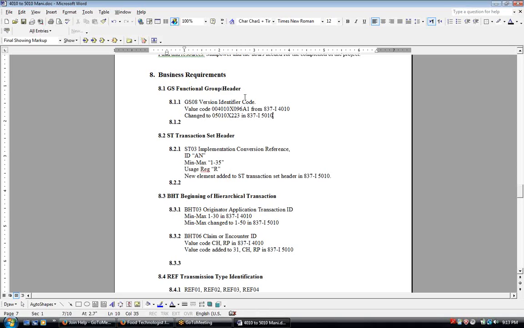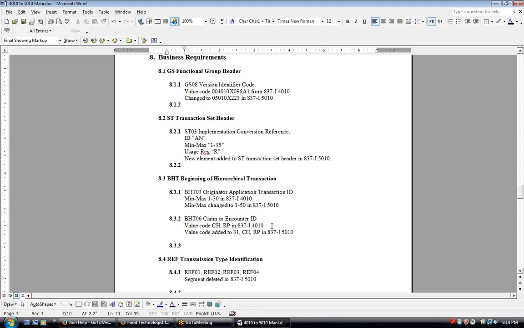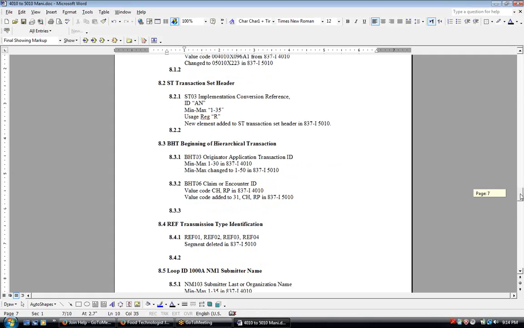8.1 is for the GS functional group header. There was only one subset, so that is 8.1.1. Similarly, 8.2 I put in for the transaction set header. There was a change from 4010 to 5010 with a minimum to maximum, I think conversion, to 35. The other one was the beginning of hierarchical transaction. There were two changes from 4010 to 5010, so I recorded them as 8.3.1 and 8.3.2.